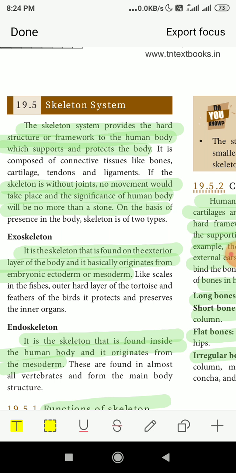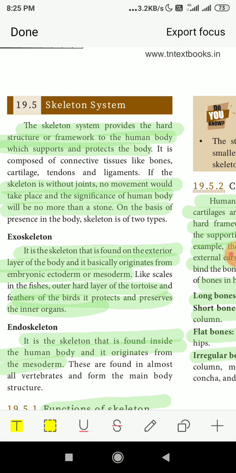The exoskeleton is a skeleton that is found in the exterior layer of the body, outside, and it basically originates from the embryonic ectoderm or the mesoderm. It develops from the ectoderm or the mesoderm. Like scales in the fishes, the outer hard layer of the tortoise, and the feathers of the birds, it protects and preserves the inner organs. So these are the examples of the exoskeleton.